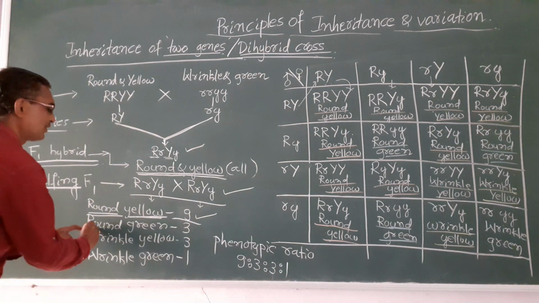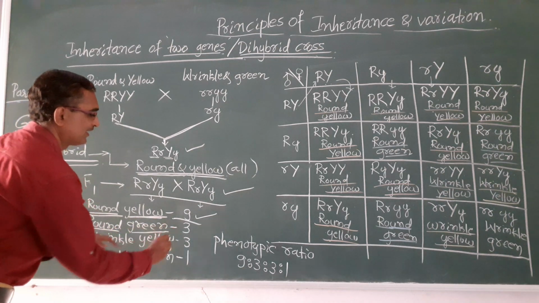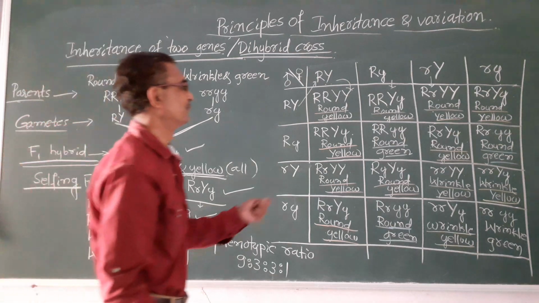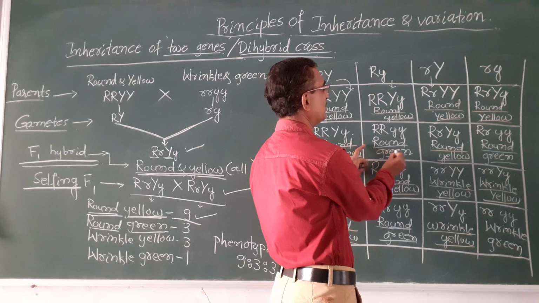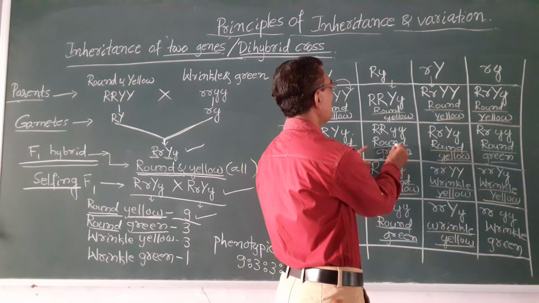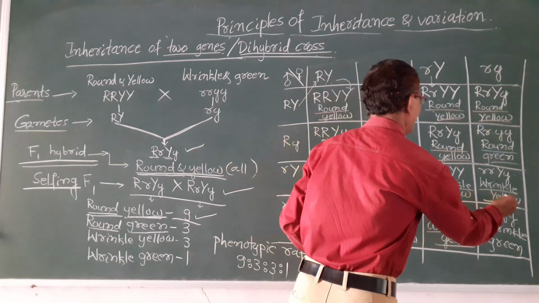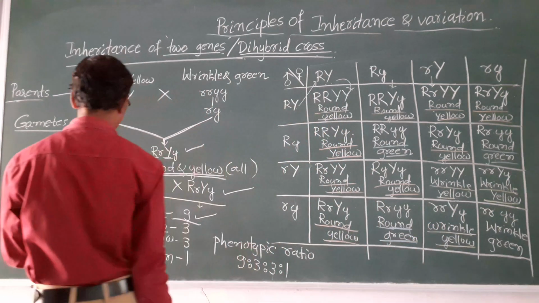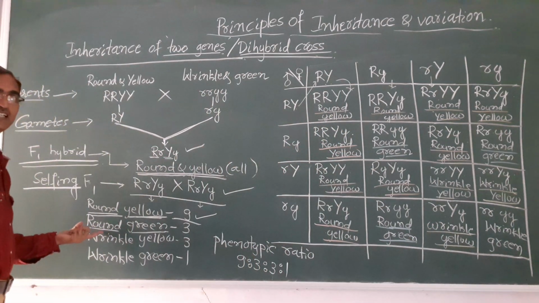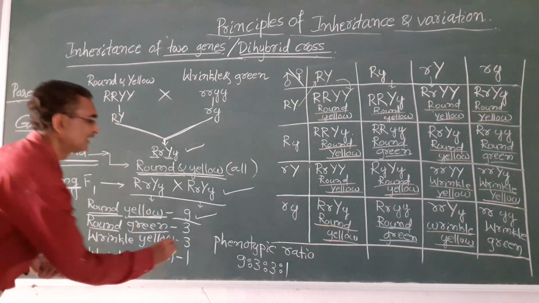Likewise, the round shaped and green colored seeds were 3. Round and green. Okay, you see here, I have marked them with blue color. So round and green 1, round and green 2, and round and green 3. So in F2 generation, round shaped and green colored seed plants were 3.